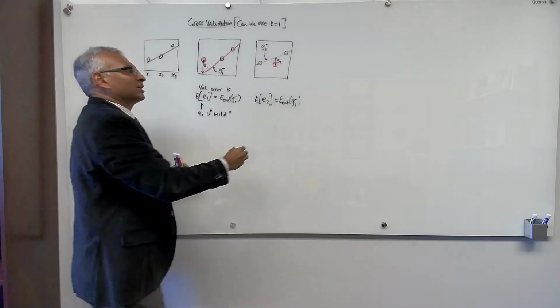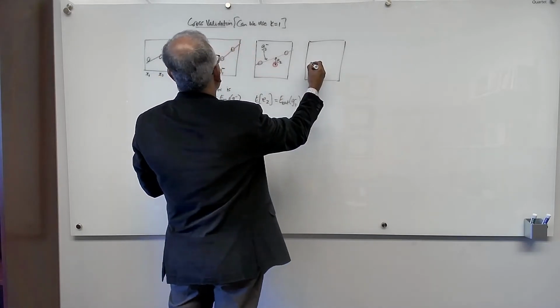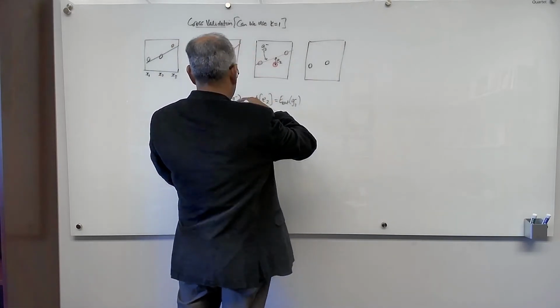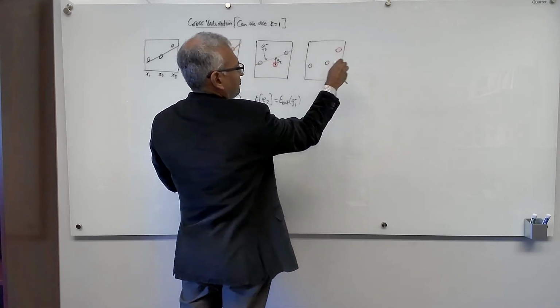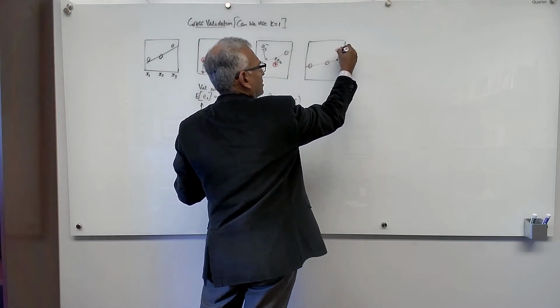But it's just wild. And we can do the same thing with the third data point. So what happens if we leave the third data point out? We have this guy and that guy, and we've left out this guy. So we have to fit these points. That's our training data. And we incur a validation error, E3.